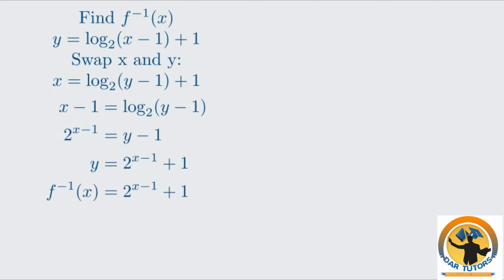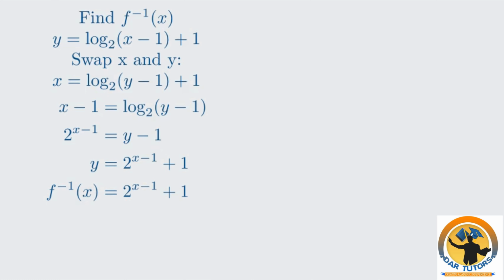Add 1 to both sides. So the inverse function is f inverse of x equals 2 to the power of x minus 1, plus 1. This is an exponential function. As expected, its horizontal asymptote is y equals 1, which is the vertical asymptote of the original function. Its domain is all real numbers, and its range is y greater than 1, which is the domain of the original function.